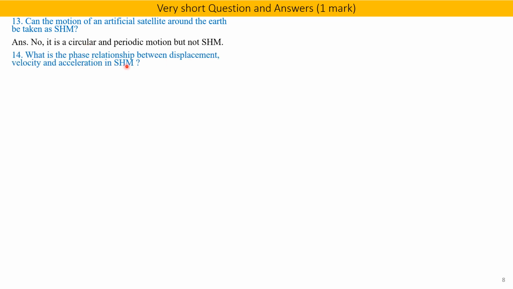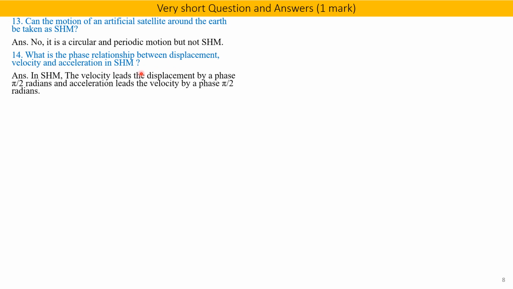What is the phase relationship between displacement, velocity and acceleration in simple harmonic motion? In simple harmonic motion, the velocity leads the displacement by a phase angle pi by 2, that is 90 degrees, pi by 2 radians, and acceleration leads the velocity by a phase of pi by 2 radians. So the phase relationship, we have proved it.